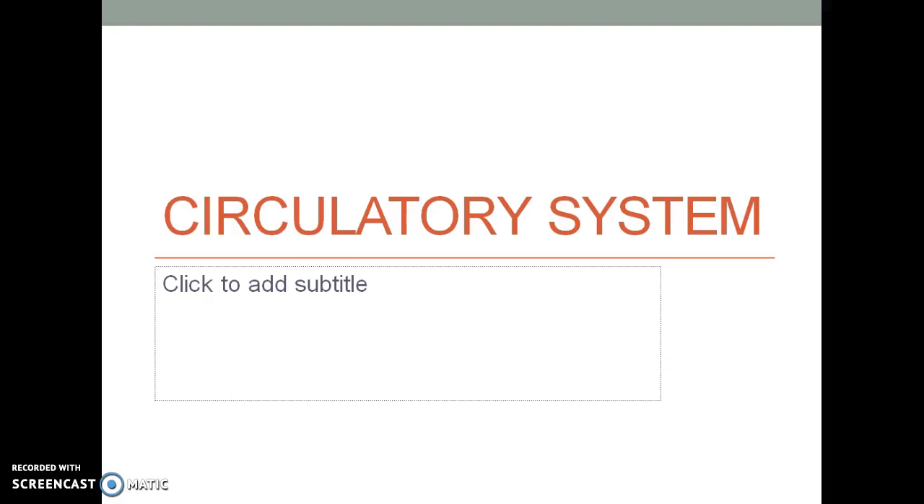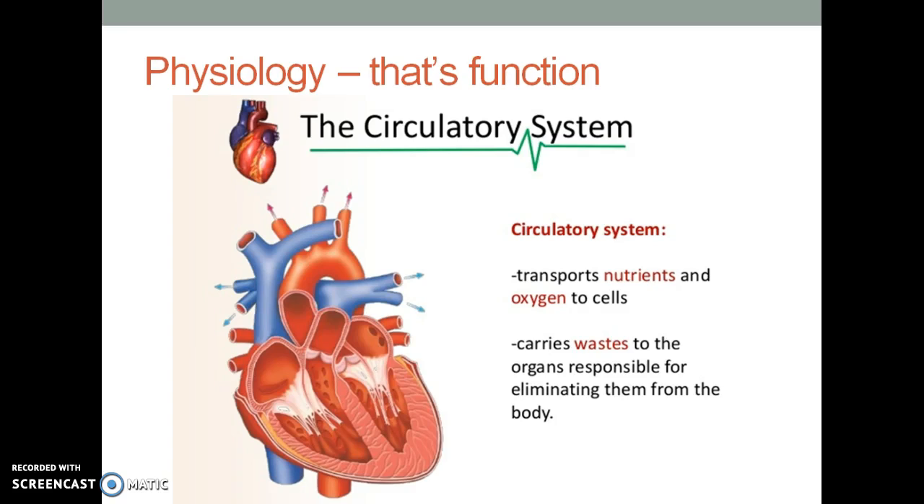Okay, here we're going to review the circulatory system. So let's go. So physiology, remember, is the function of an organ or an organ system or a cell even. The physiology means the function, so how it works. So the function of the circulatory system is that it transports nutrients and oxygen.